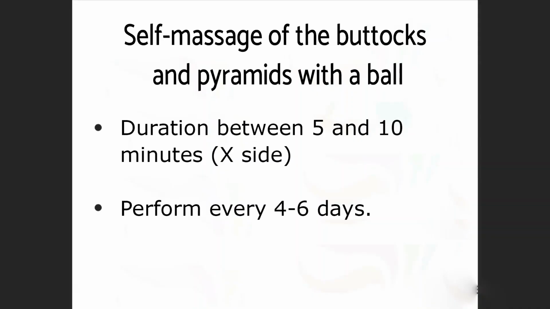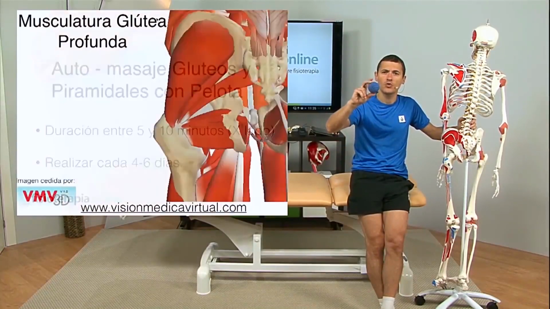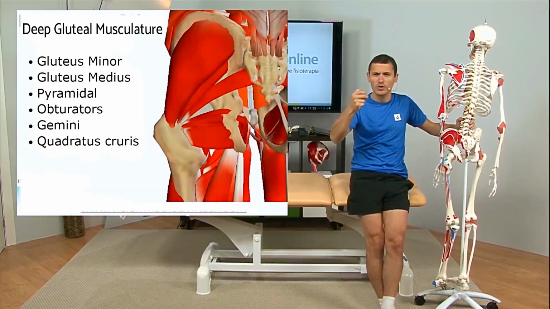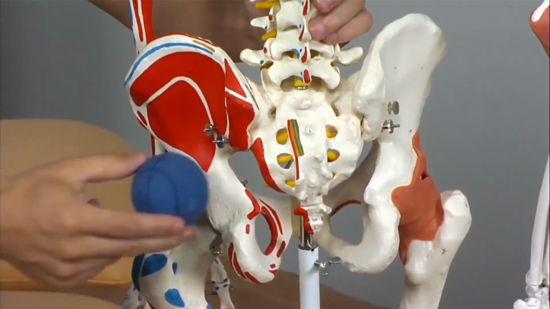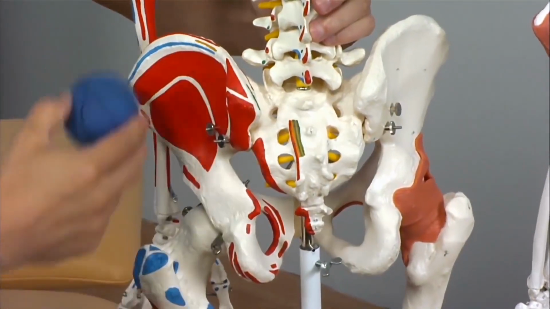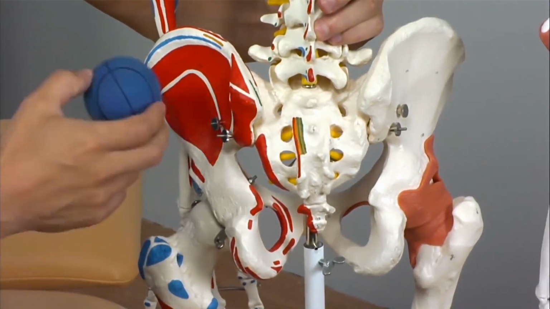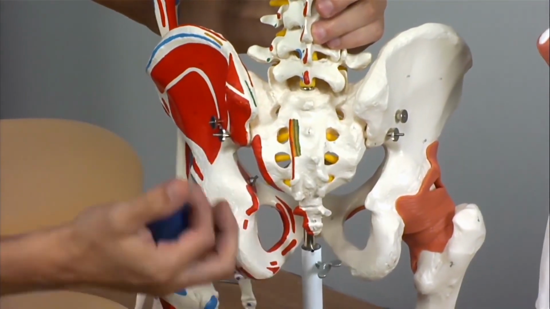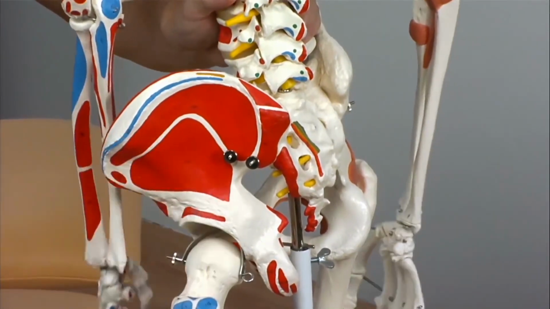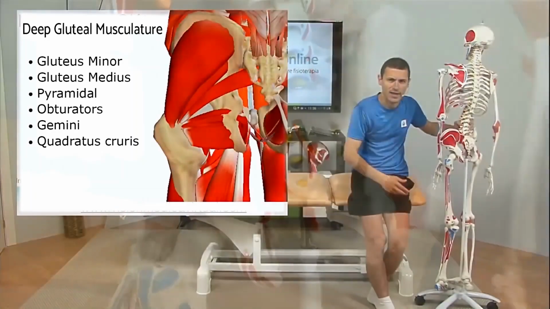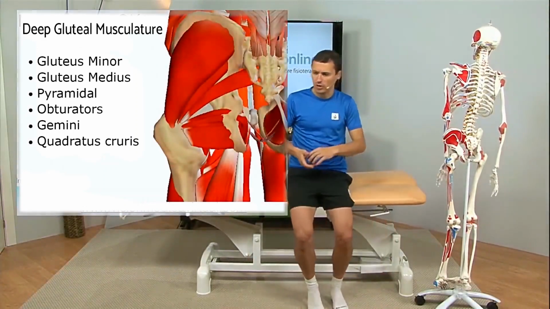To perform this self-massage, we will use a hard rubber ball, like this tennis ball, which we will place here in the gluteal area to work all the muscles of the hip, superficial and deep, including the piriformis, gemelli, obturator, gluteus medius, gluteus minimus, and even the tensor fasciae latae on the lateral side.